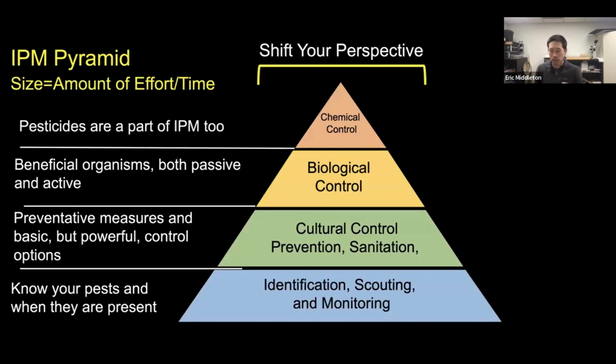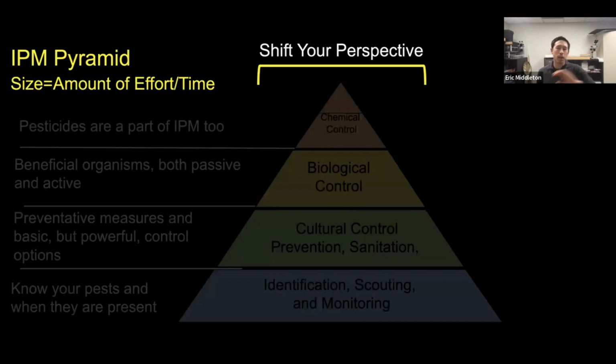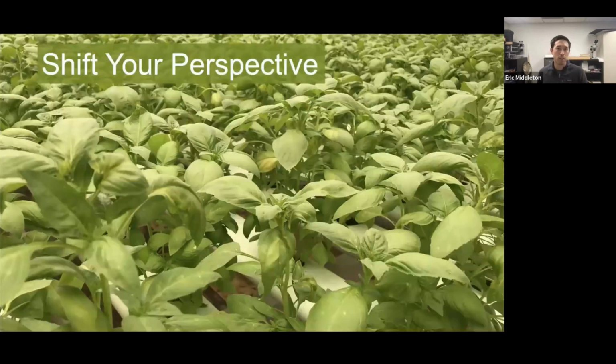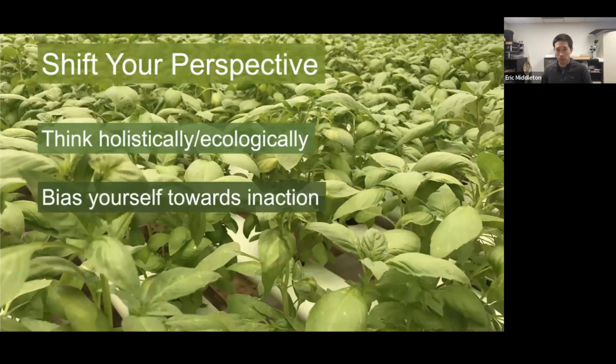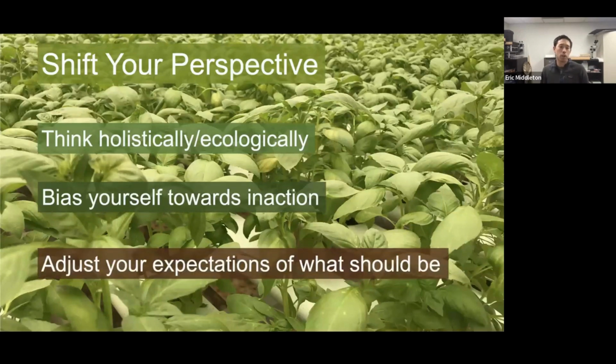Again, there's tons of information out there, and it's probably the most readily accessible to use, so I won't spend much time on that. The last part of the IPM pyramid, sort of overarching all of this, is the idea of shifting your perspective. When I talk about shifting your perspective, there are three main things that, if possible, it's really important to do to practice good pest management. That is thinking holistically and ecologically, biasing yourself more towards inaction, and adjusting your expectations of what should be. We'll talk a little more about these in depth.